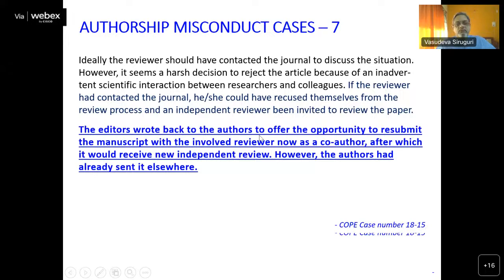So the editors wrote back to the authors to offer the opportunity to resubmit with the involved reviewer now as a co-author, after which it will receive an independent review. But by the time this happened, the authors had sent this manuscript elsewhere to some other journal. Again, you see the amount of time which has been wasted for the journal.